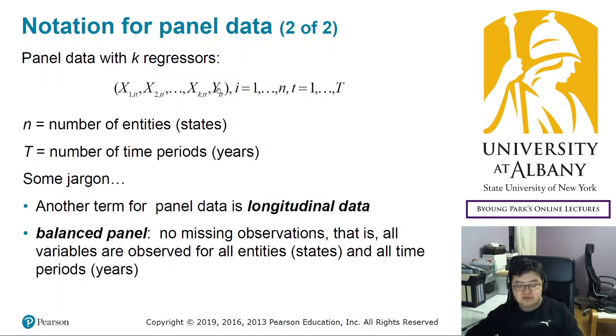We are just replacing i with i and t. You allow two dimensions. And some jargon: longitudinal data.